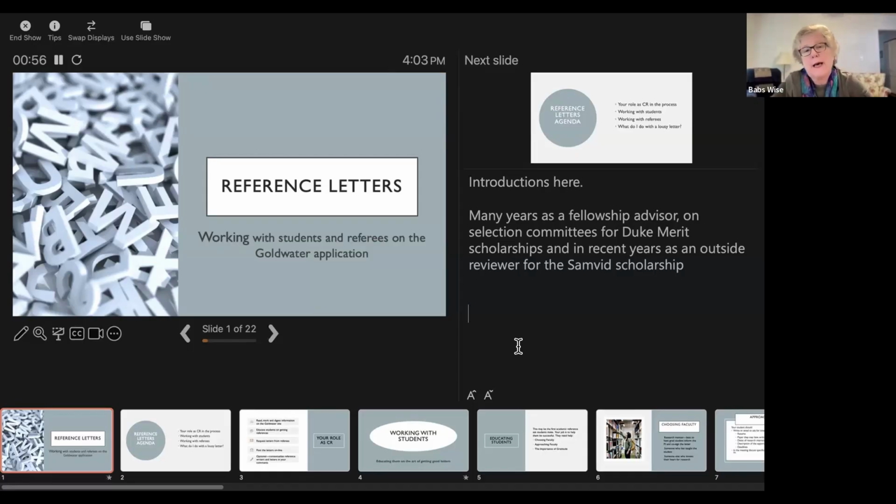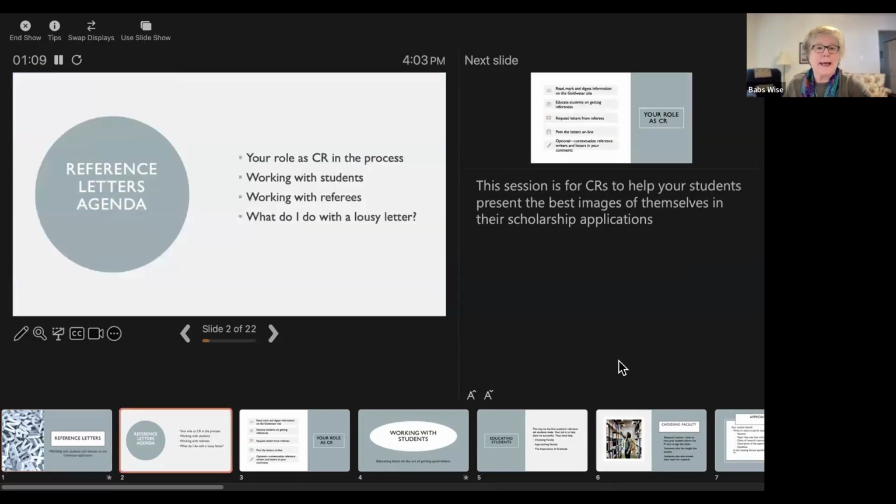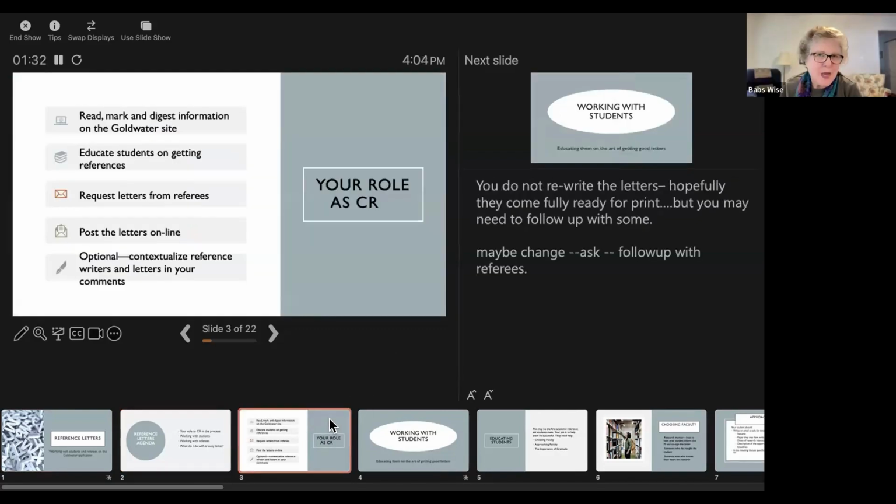And so today is about how you as a CR can work with your students and the referees to get the best possible letters for the Goldwater application. So we're going to talk about your role in the process, a little bit about working with students and working with referees. And then this last one, which I think is the hardest one, is what do you do if you get a lousy letter? Because that happens in all of our lives.